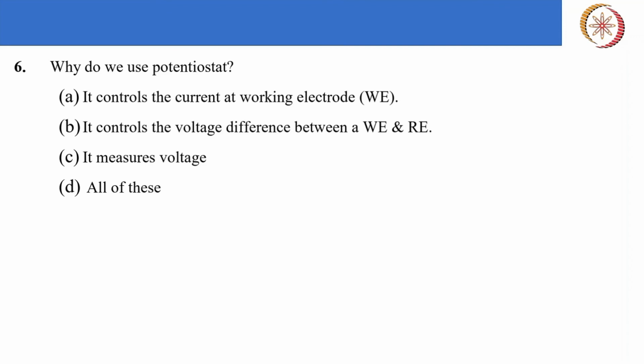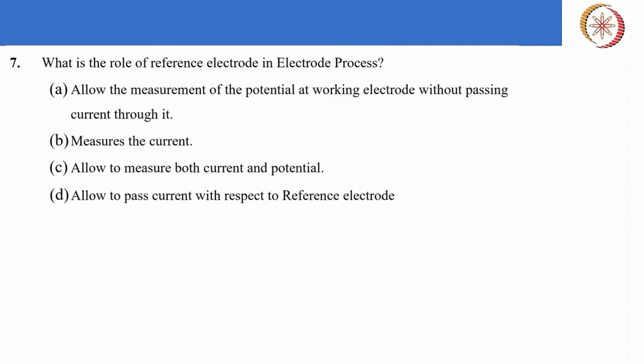We already discussed that the potentiostat is usually used to modulate the potential of the working electrode, as we are measuring that potential with respect to the reference electrode. So basically we are controlling the voltage between the working electrode and reference electrode. So this is the answer.